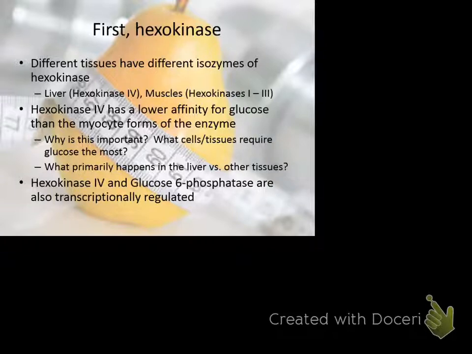What is glucose with respect to hexokinase? Is that the reactant or is that the product? It's the reactant, because hexokinase goes from glucose to glucose 6-phosphate. And then in gluconeogenesis, as it mentions down below, glucose 6-phosphatase is the enzyme that does the reversal. Okay, and so why is it important that the form of this enzyme in the liver has a lower affinity for its substrate?